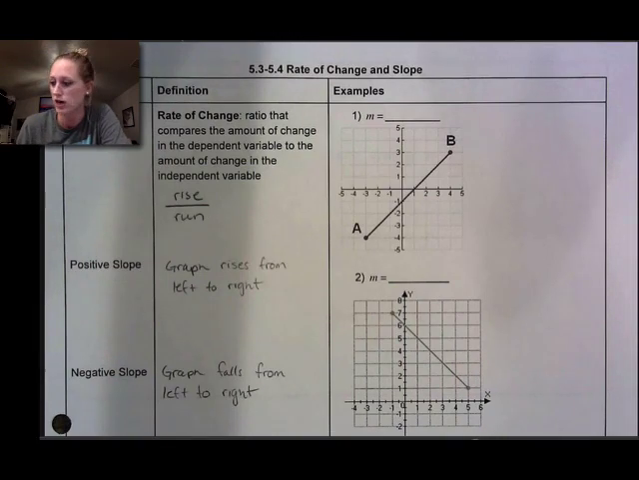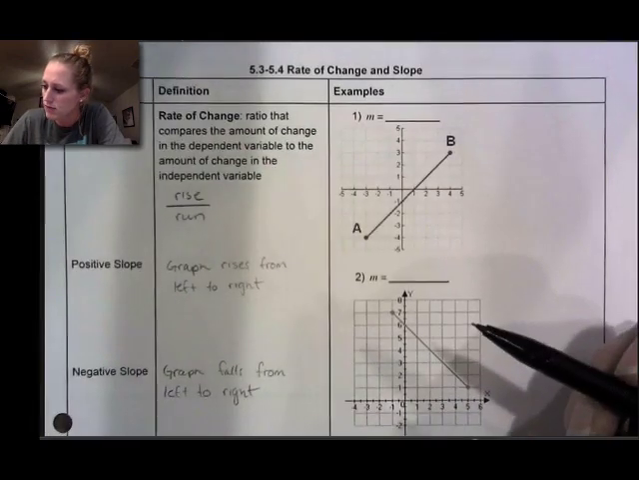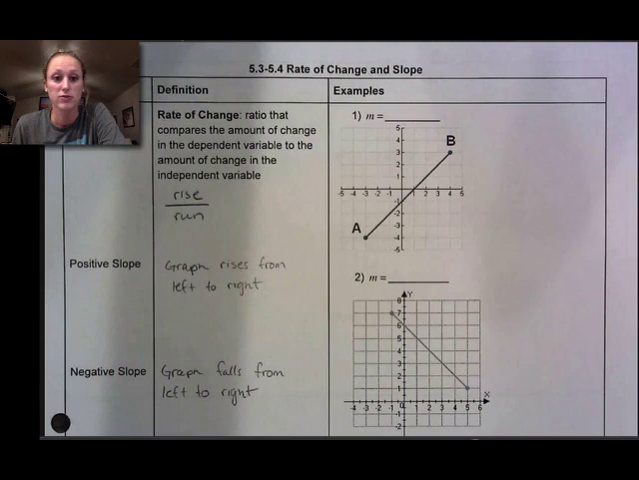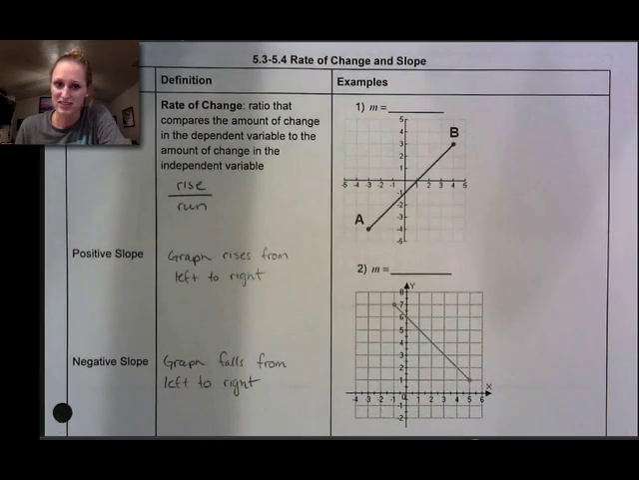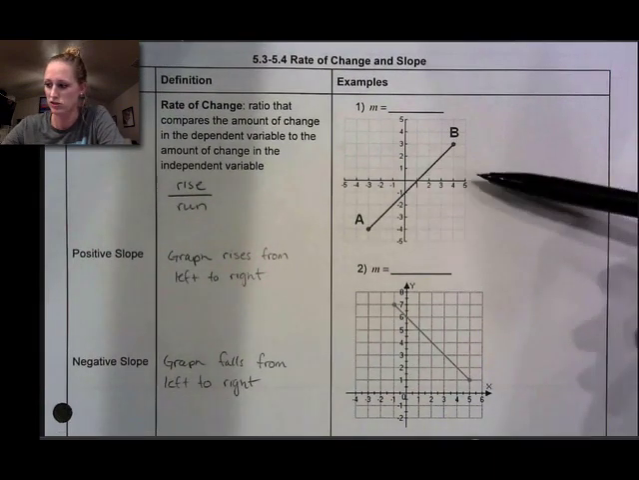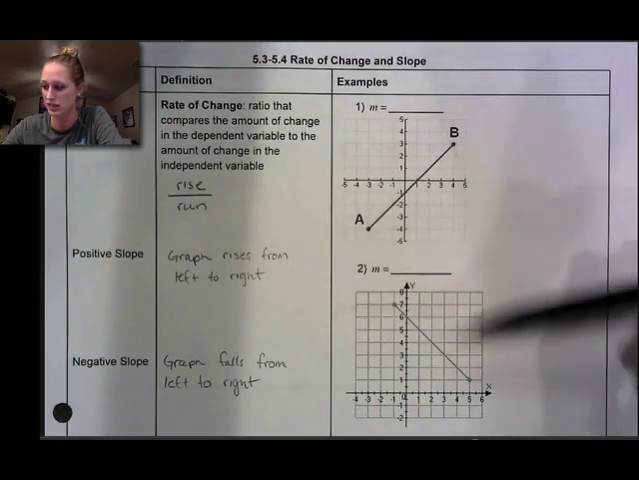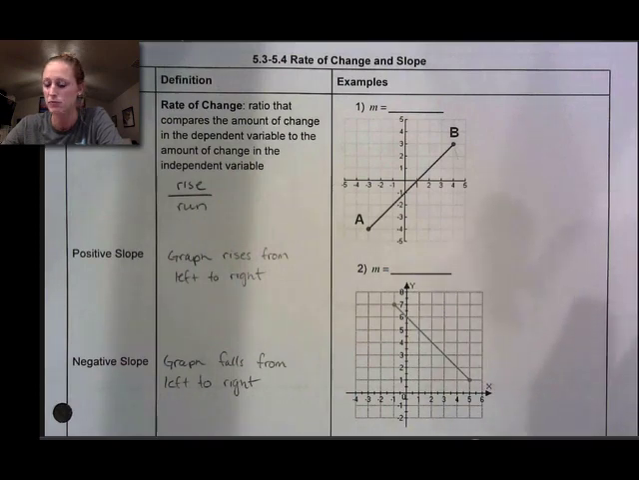So if we look at this graph right here, actually I guess we'll talk about this part first. So slope or rate of change is positive if it is an increasing graph. So if it's rising from left to right, and it has a negative slope if it's decreasing, meaning the graph is falling from left to right. So just by looking at these two, this one should have a positive slope because it's rising, increasing, and number 2 should have a negative slope.